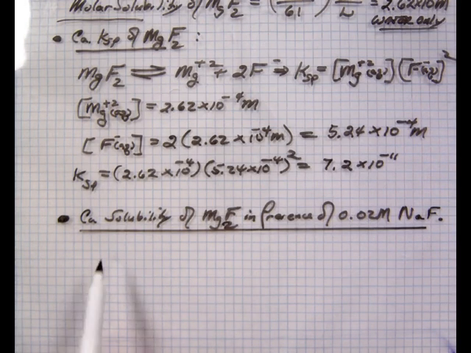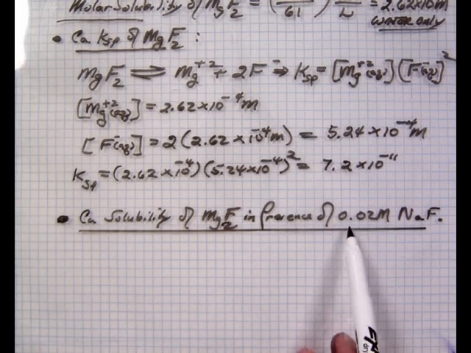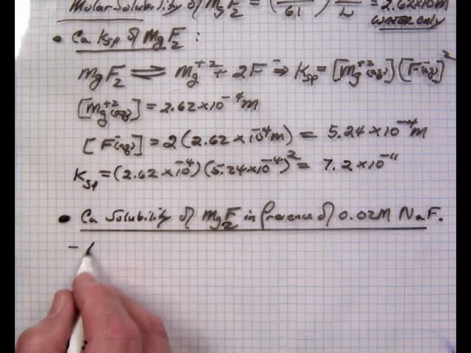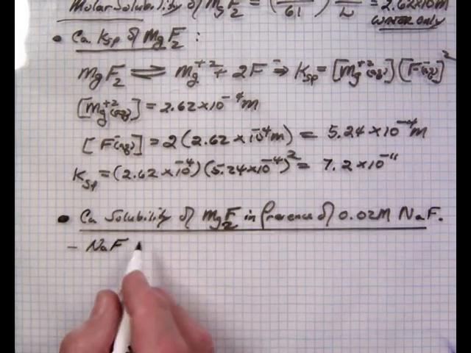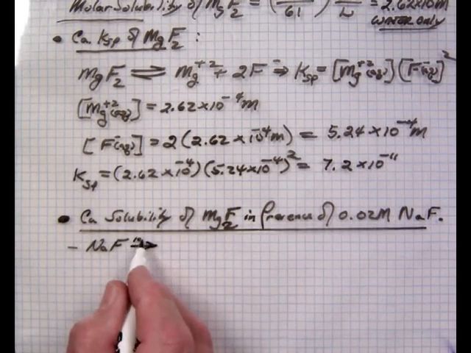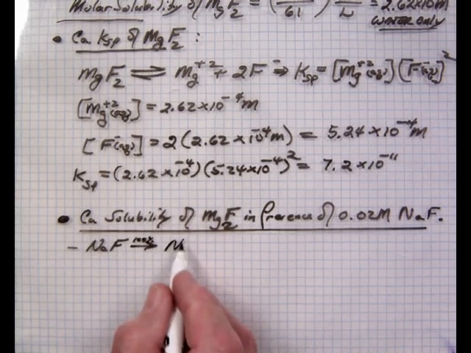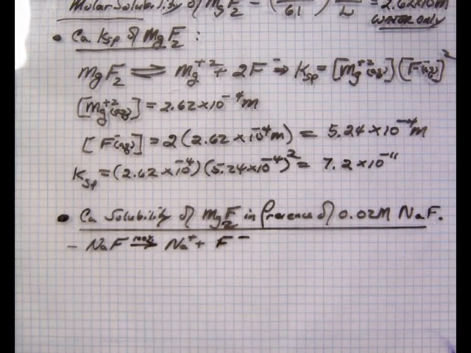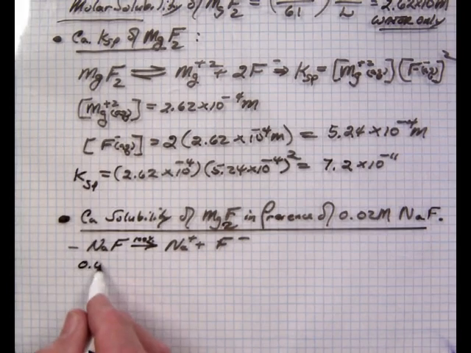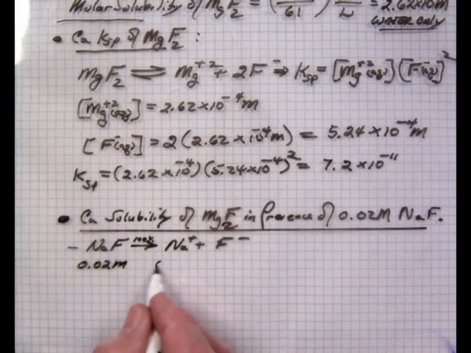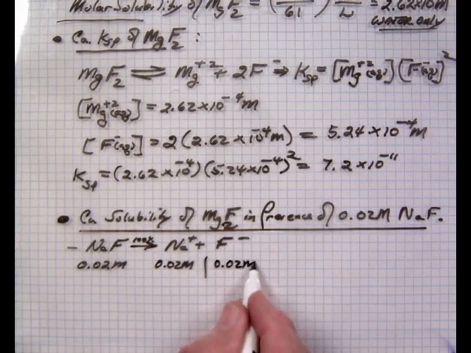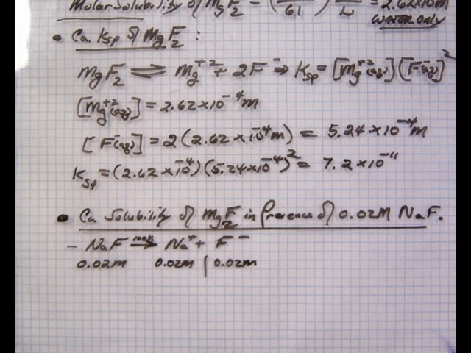So now we want to calculate the solubility of magnesium fluoride in the presence of 0.02 molar sodium fluoride. Now, we need to keep in mind that sodium fluoride ionizes 100% to sodium ions and fluoride ions. Sodium fluoride is a 1-to-1. So if we have 0.02 molar sodium fluoride, we will have 0.02 molar sodium and 0.02 molar fluoride ion when we put in the magnesium fluoride.